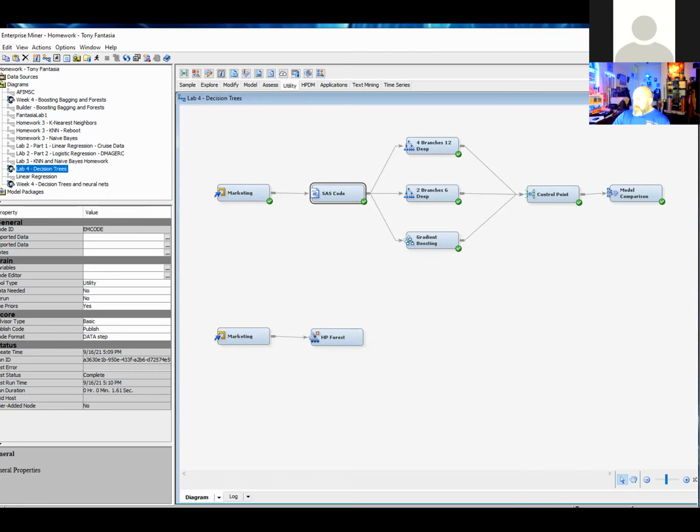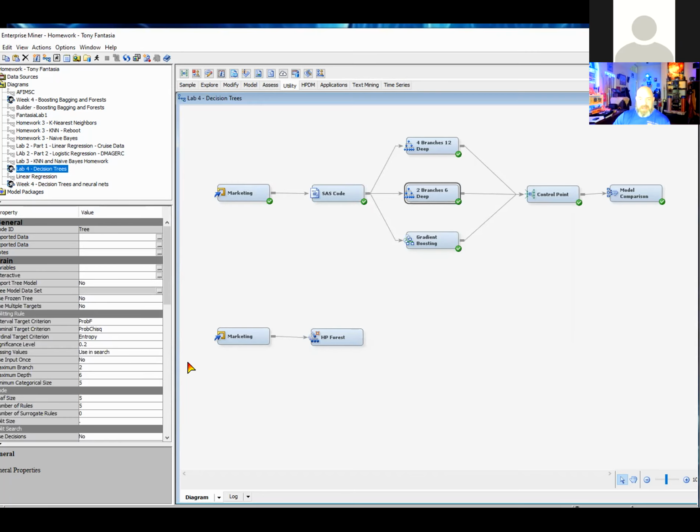So then it says prepare 4 models. Decision tree model with 2 branches, 6 deep. And I put that in here. I went up to model and decision tree, dragged 2 of those down. I called one 2 branches, 6 deep, and I called the other one 4 branches, 12 deep. And for the 2 branches, 6 deep, it already defaults 2 branches, maximum depth 6. But for the 4 branches, 12 deep, I had to change it to 4 branches, maximum depth 12.